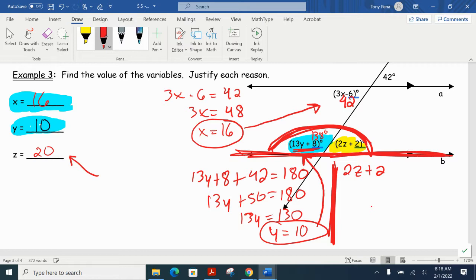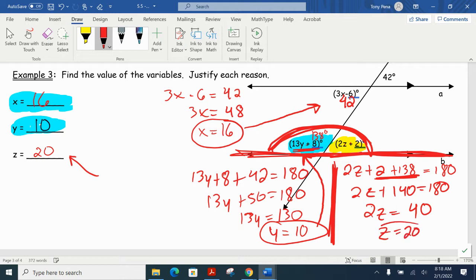You could have also plugged it in to get it. So then we add that to 138, and then these two angles together have to add up to be 180 degrees. Okay, old idea, what we tested on, that linear pair. So we go through, combine our like terms right here. We get 2z plus 140 equals 180. Subtract that 40 over, so we get 2z equals 40. Divide by 2, and then that's how Omar got 20. All right. Anybody do it differently to get that?